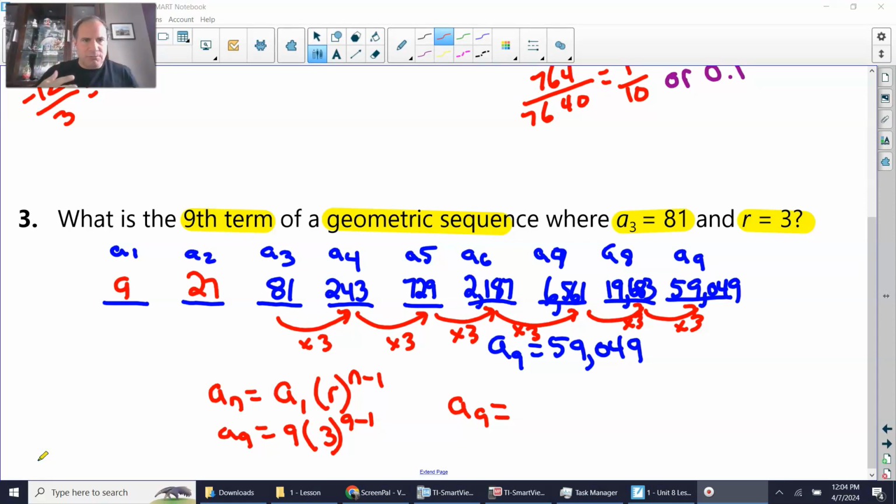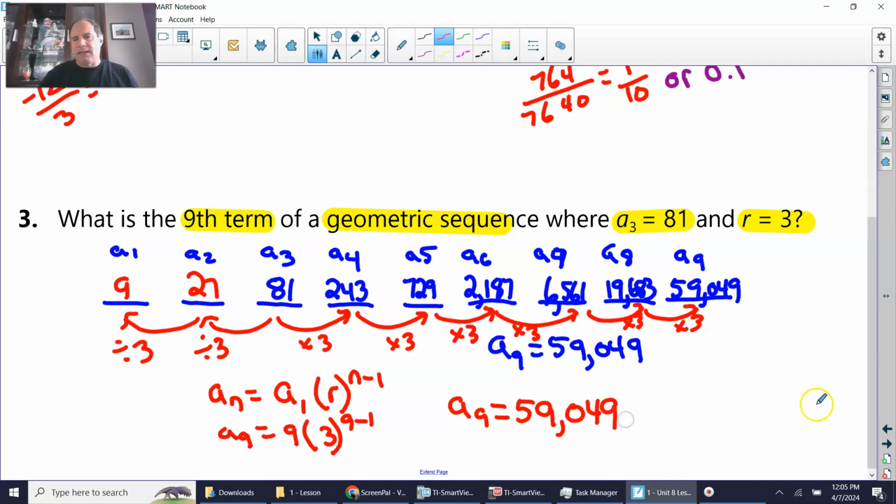Before we finish this up, I just wanted to show you that you could use the formula, but you would have to go back to the first term. The formula is a sub n equals a sub 1 times r to the n minus 1 power. So you do need a sub 1, and on purpose they give you a sub 3. If a sub 3 is 81, and the common ratio is times 3, you would have to divide by 3 to get back to 27, and divide by 3 to get back to 9. Once you had that first term, you could use the formula. You're looking for the 9th term, so a sub 9 equals 9 times 3 to the 9 minus 1 power, and you would get the same answer of 59,049. And that's about it.